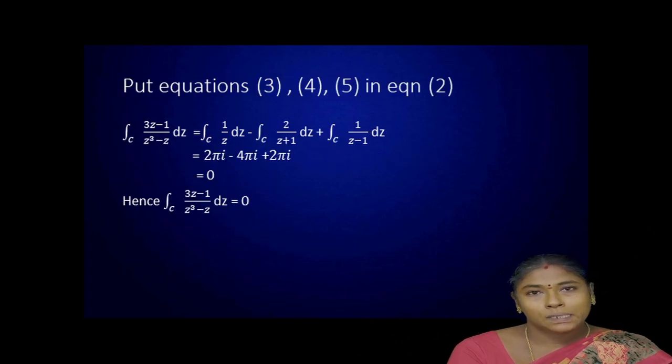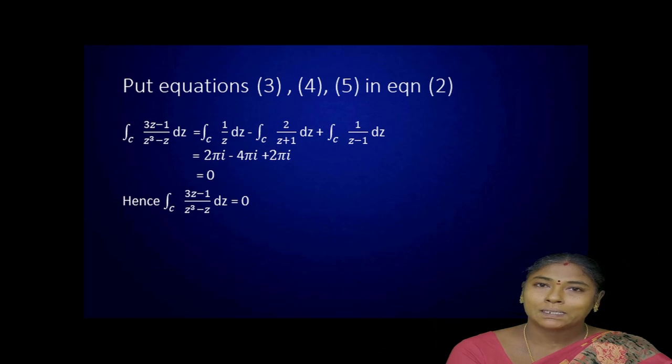Let us substitute these three results, equations 3, 4 and 5, in equation number 2. So we get the integral over C of 1 by z dz minus the integral over C of 2 by (z plus 1) dz plus the integral over C of 1 by (z minus 1) dz equal to 2 pi I minus 4 pi I plus 2 pi I, and we get the answer as 0. So the answer for the first subdivision is 0.